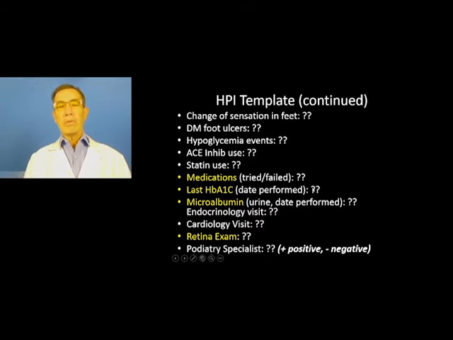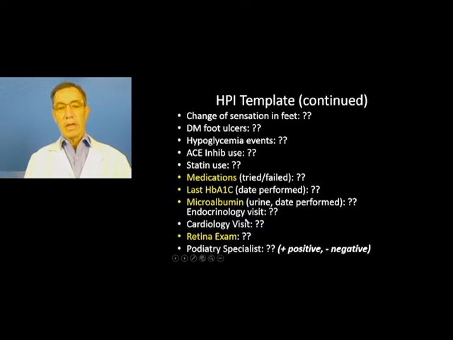What's their last hemoglobin A1C, which is a glycosylated hemoglobin that lets us know how their blood sugar's been over the last 3 months. And then for their kidney function, have they checked their microalbumin urine? And kidney disease is the big problem with diabetics. The number one cause of dialysis is diabetes.